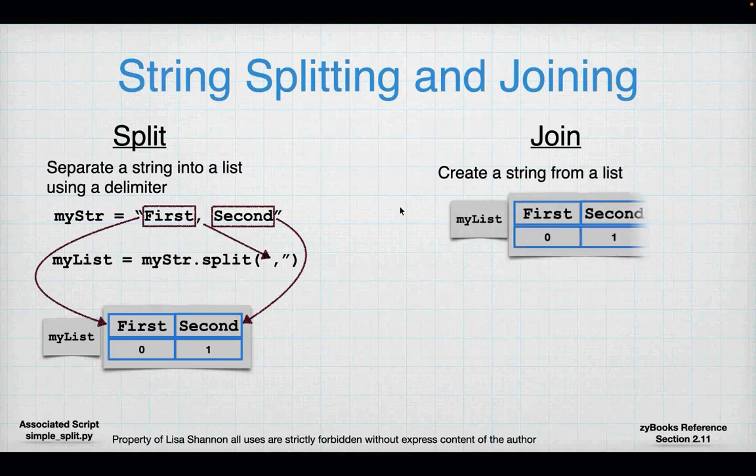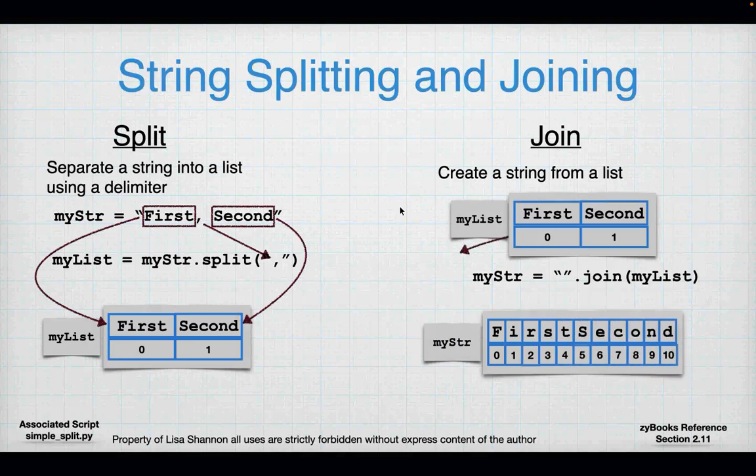Join says, I'm going to take a list and create a string. I use the join function to do that. I give it my list, and I get a string out of it. Now, this string isn't exactly right because we probably wanted to put a space in between them. But this is what join does. It just butts them up against each other.